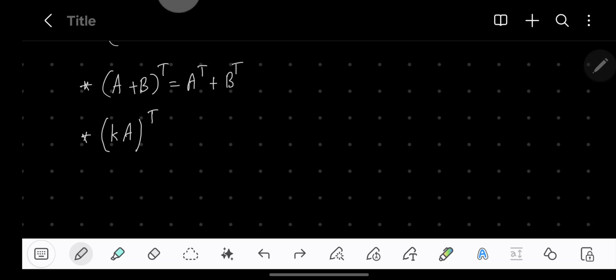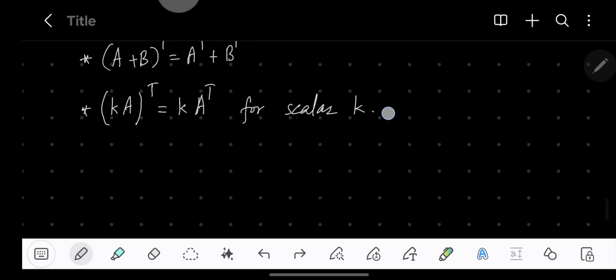So the third property is k. If you have scalar k times a matrix and then you are taking the transpose, it's the same as k times the transpose of the matrix. So this is true for every scalar.